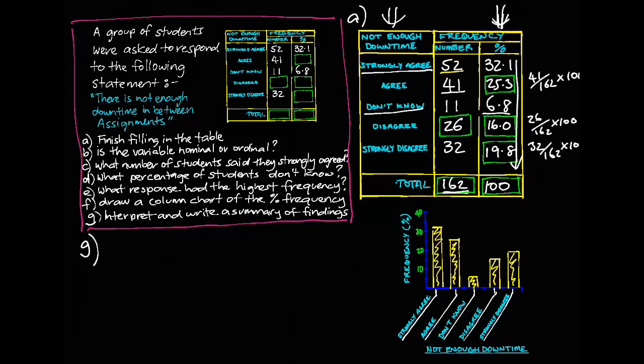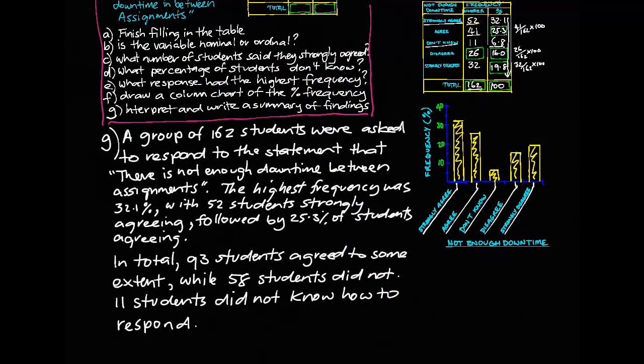Okay, for part G, interpret and write a summary of the findings. If I was going to write a report on my findings, I'd say something like this. A group of 162 students were asked to respond to the statement that there is not enough downtime between assignments. The highest frequency was 32.1%, with 52 students strongly agreeing, followed by 25.3% of students agreeing. In total, 93 students agreed to some extent, while 58 students did not. 11 students did not know how to respond.